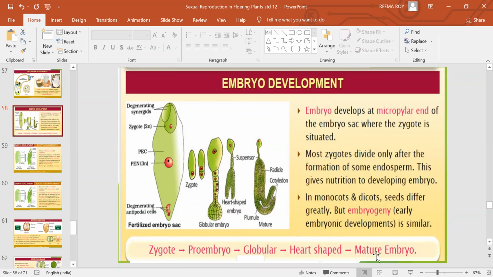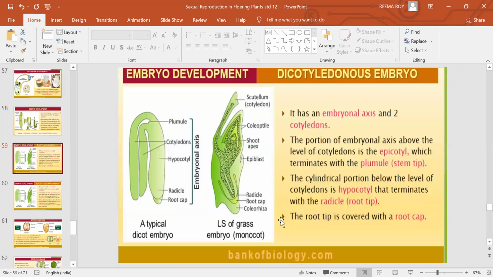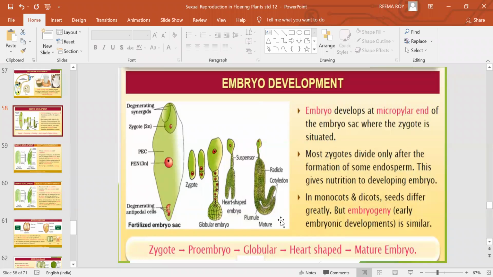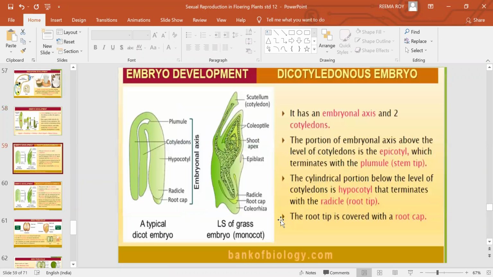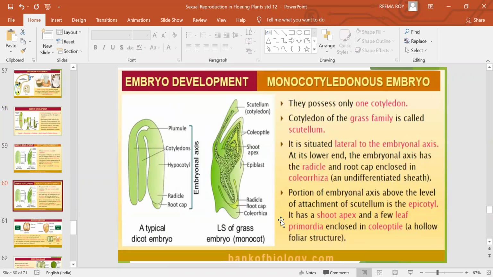And further it will form into a mature embryo. ठीक है? This is embryo development, embryogeny. So embryo किस तरह के है? Dicot and monocot. It has an embryonal axis and two cotyledons. ठीक है. Embryo development में dicotyledon और monocotyledon है.